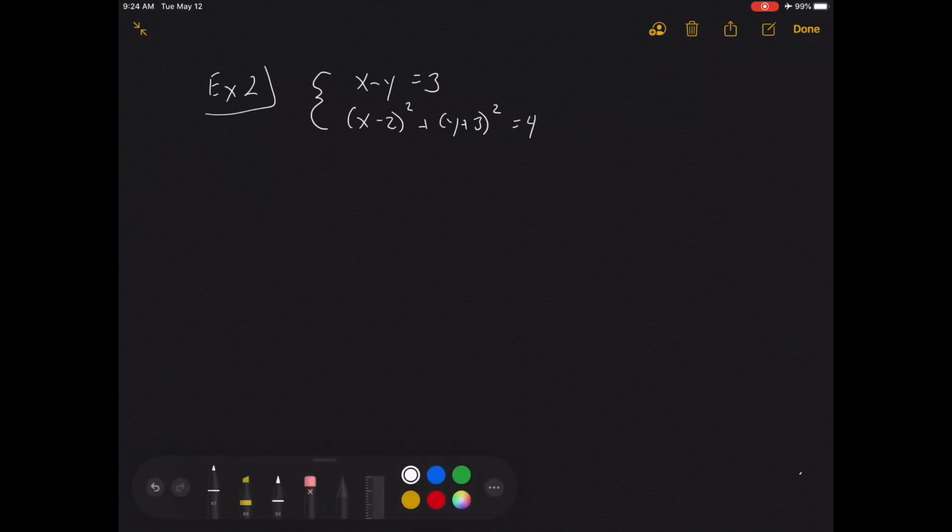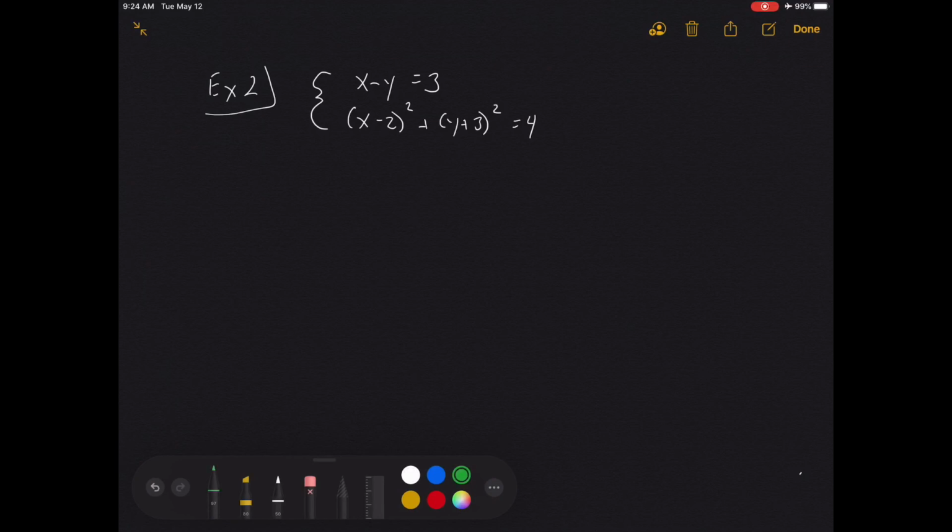Okay, for our second example, it's going to be a little bit more involved algebraically. We're going to have x minus y equals 3, and then we're going to have the equation x minus 2 squared plus y plus 3 squared equals 4. And again, it really does help if you can look at these and recognize what they are, so you have an idea what you're looking at for possibilities.